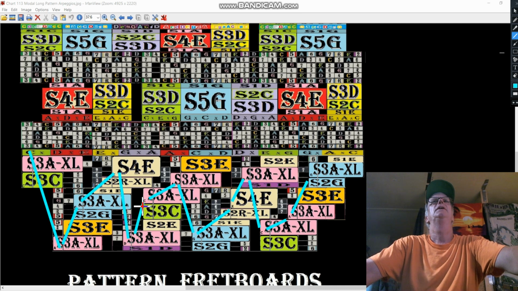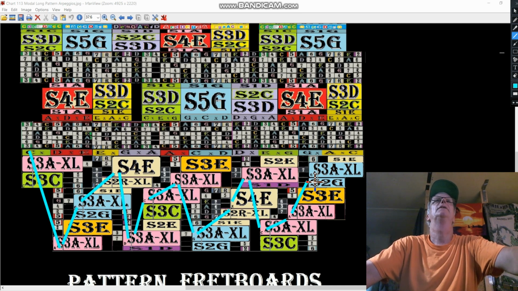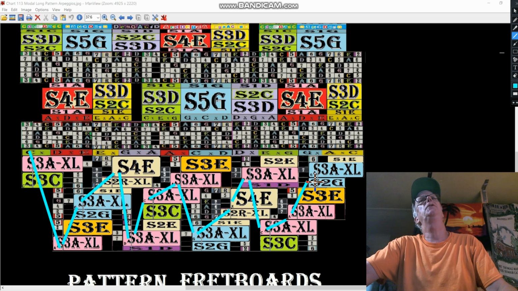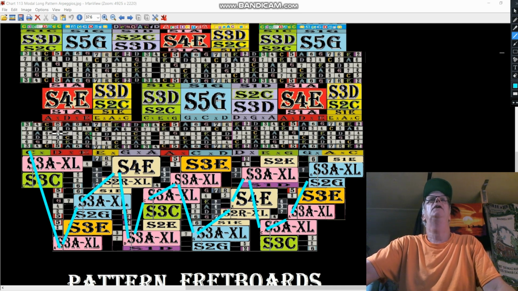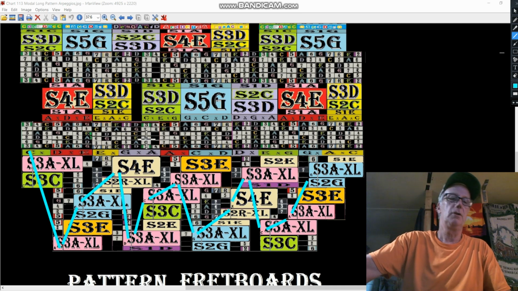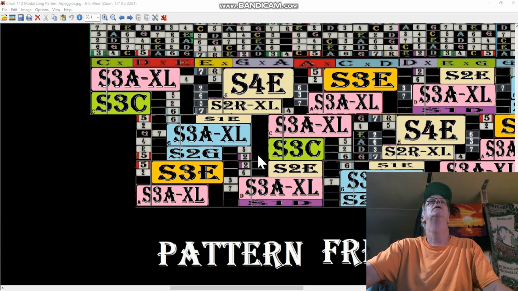C-A-G-E-D, C-A-G-E-D, C-A-G. So that does work there. So that all of the long patterns can be fit around a fretboard that would have to be up here. But you know something? We don't even need the fretboard itself if you know what we're doing.